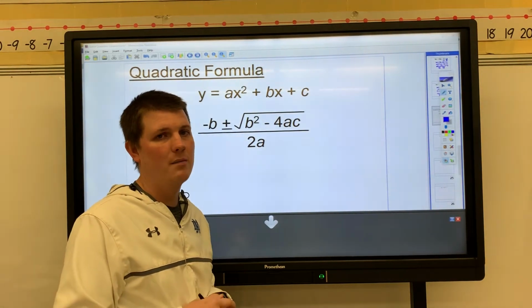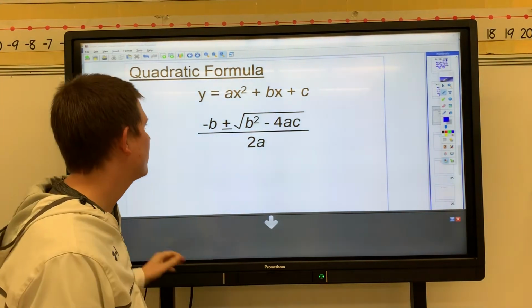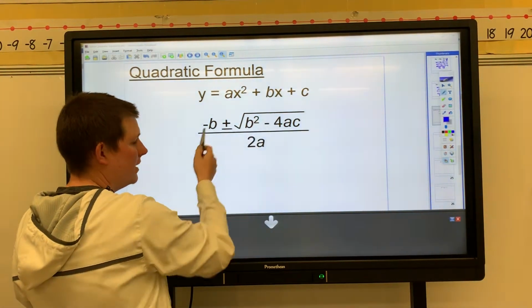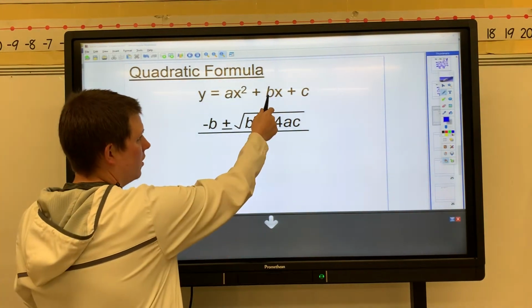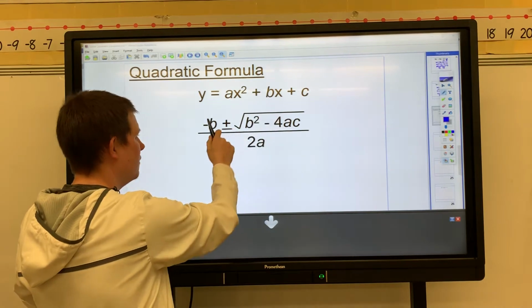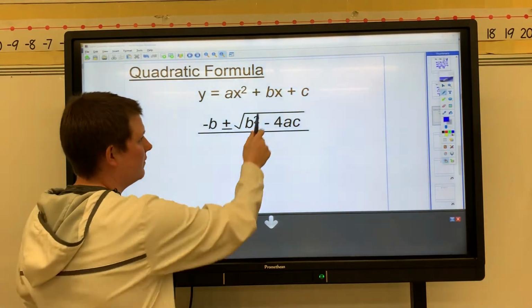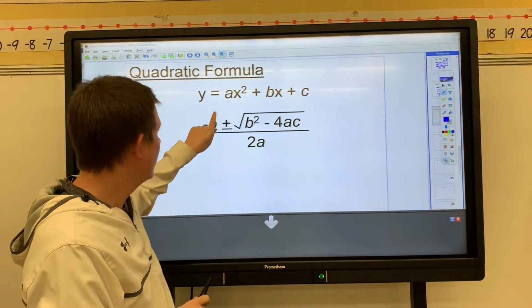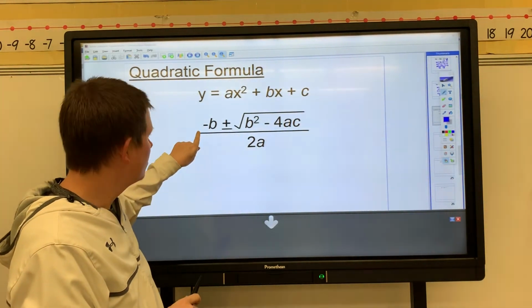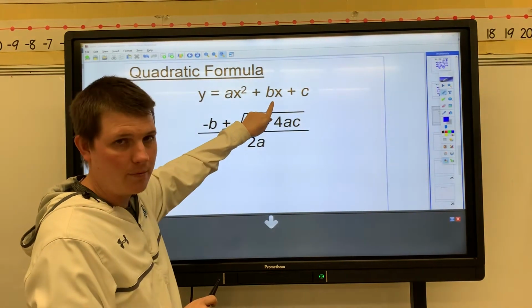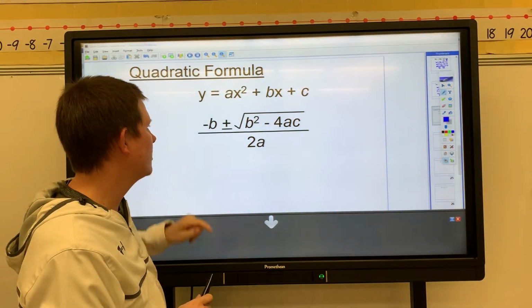It looks a lot more complicated. Let's break it down a little bit first. It says negative b. Whatever number is the b, it becomes negative. If b was 4, this would become negative 4. If b was 7, it would become negative 7. Now what happens if the b was already negative? Let's say in the original problem it was negative 8. It will become a positive 8. So this is the opposite sign of what it was in the problem.